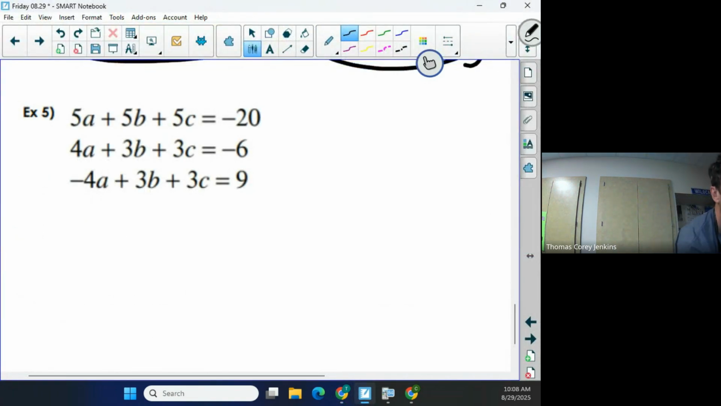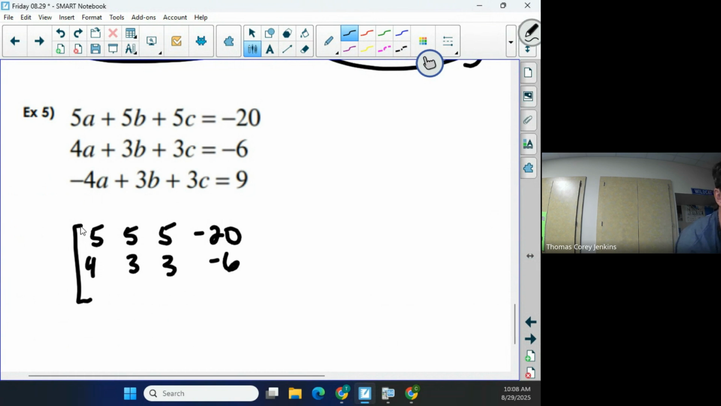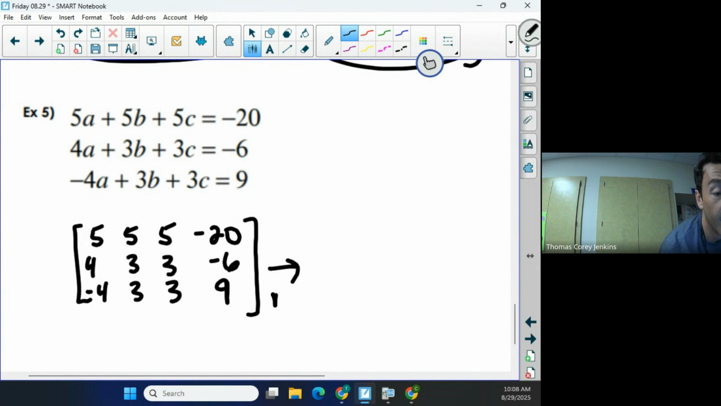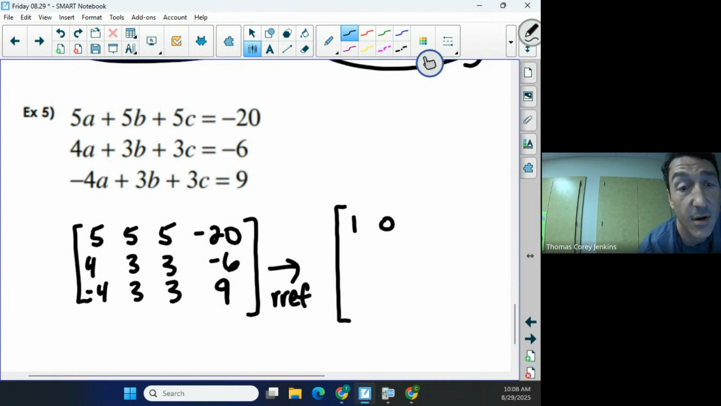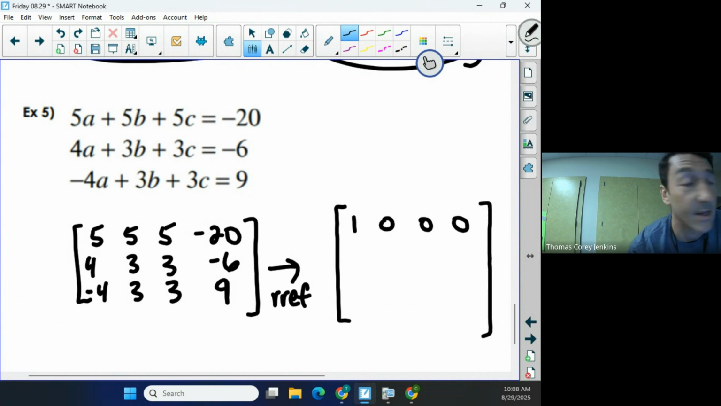Okay, so original matrix was 5, 5, 5, -20. Row 2, 4, 3, 3, -6. Row 3, -4, 3, 3, 9. RREF matrix was 1, 0, 0, 0. So that row looks fine. That row says x equals 0.